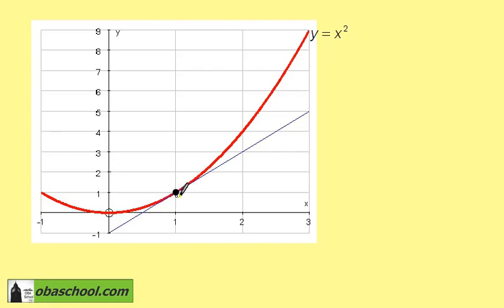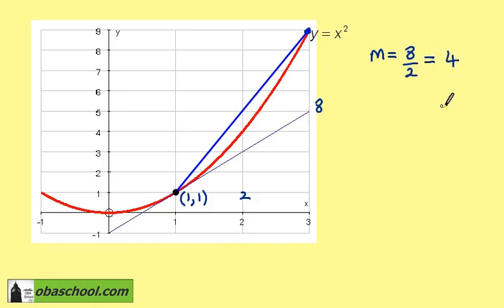Consider the curve y equals x squared and the tangent at the point (1, 1). We want to estimate the gradient of this tangent. We're going to do this by using a chord from (1, 1) to another point on the curve. We can see the distance from 9 down to 1 is 8, and from 1 across to 3 is 2. So the gradient of this chord is 8 divided by 2, which is 4.